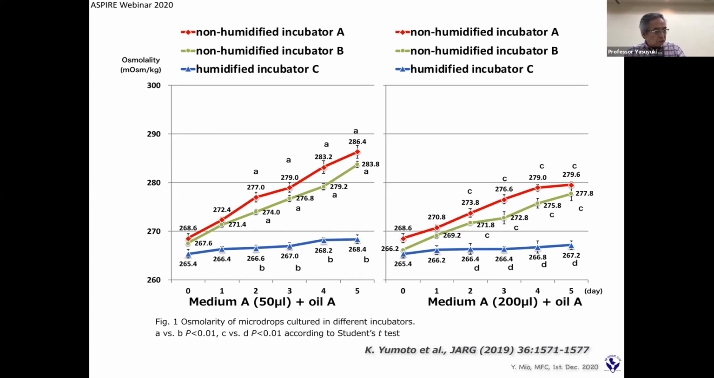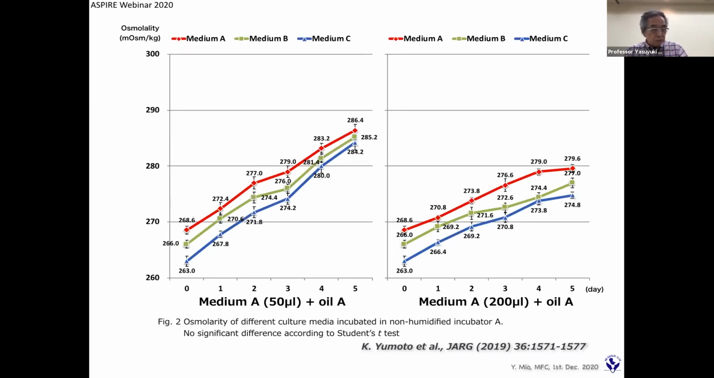Furthermore, as mentioned before, osmolality rise in a larger volume of medium was slightly restrained compared to osmolality in a smaller volume of medium. This is a comparison of osmolality rise among 3 types of commercially available media in a dry incubator. The pattern of osmolality change was exactly the same among the 3 media within a 5 days period. However, osmolality rise in a large volume of microdrop seems to be restrained when compared to that of a small volume of microdrop, although it is not statistically significant.